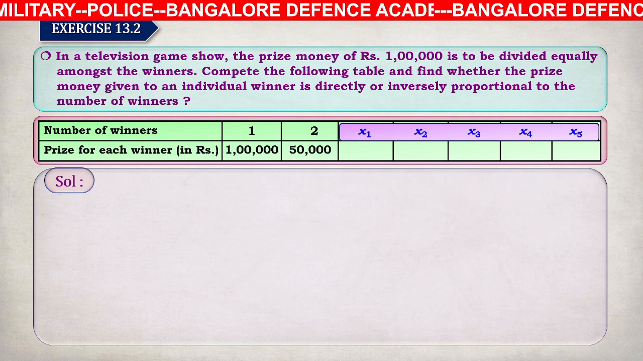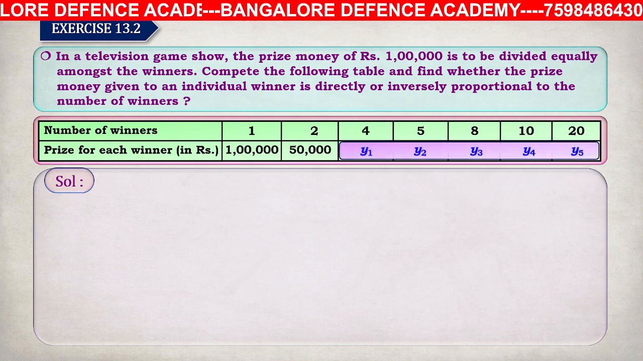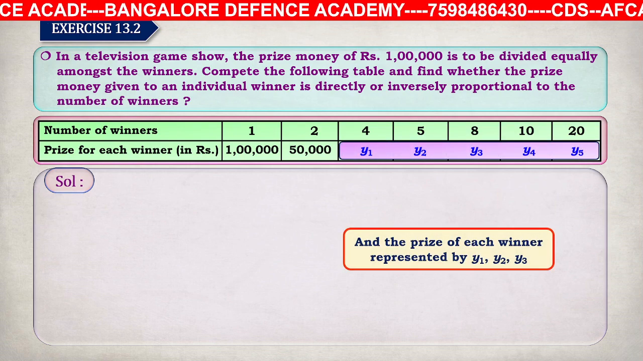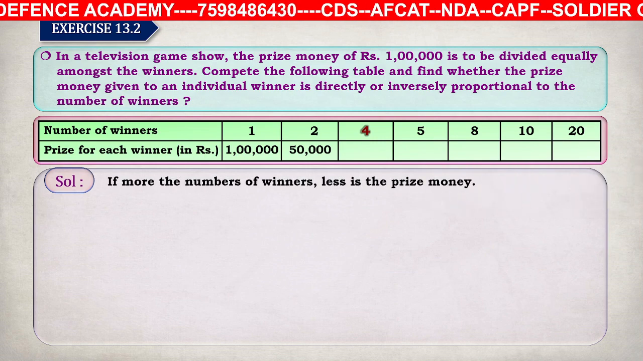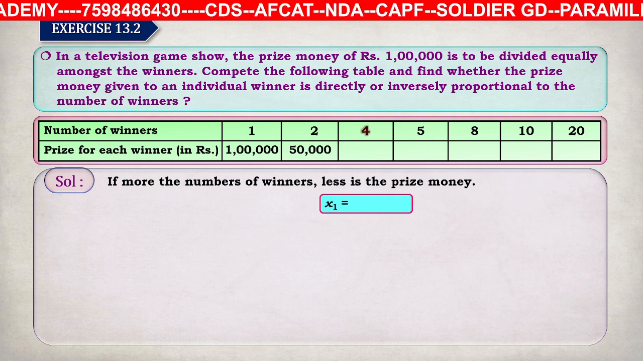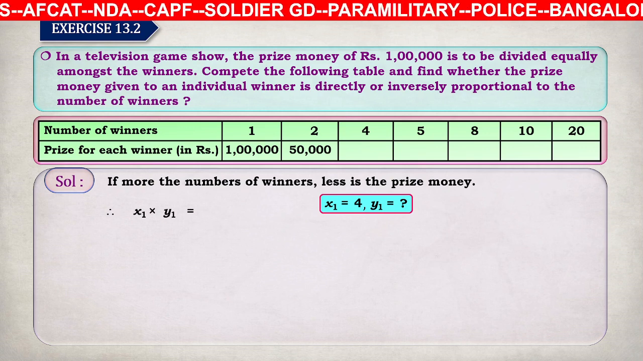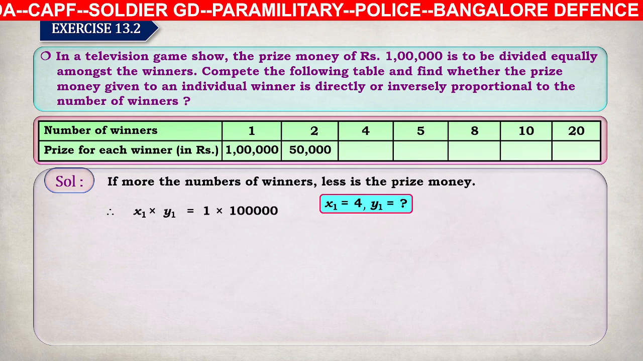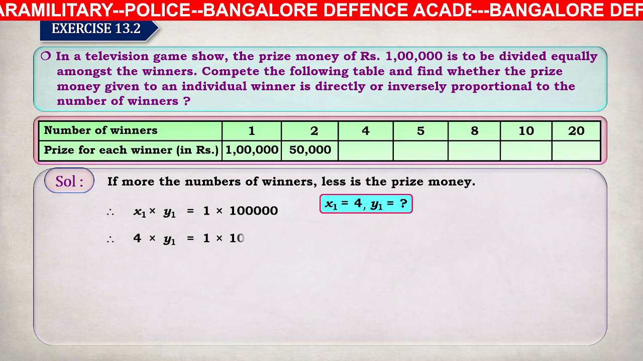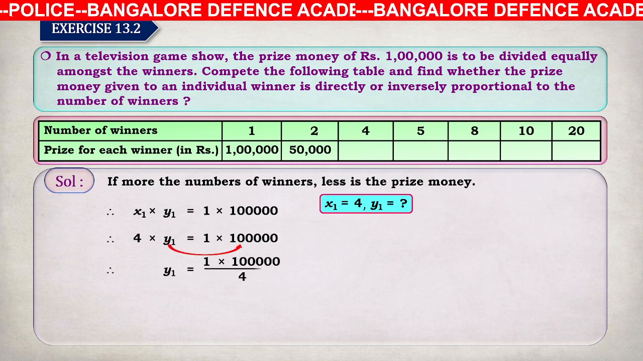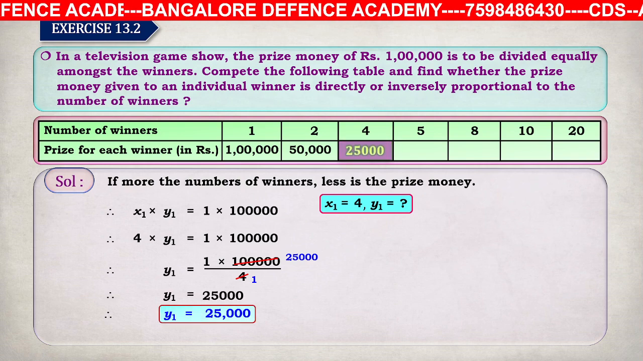So look at this. The number of winners, I am going to take as x1, x2, x3, x4 and x5. And the prize for each winner, I am going to take as y1, y2, y3, y4 and y5. So now I am going to solve it. Take the product. For the first one, x1 is equal to 4 and y1 I don't know. So now I multiply x1 into y1 is equal to 1 into 1 lakh, because I know in inverse proportion the product will be the same. So if I take 1 into 1 lakh divided by 4, I get 25,000. So what is the answer? If there are 4 winners, the prize money would be 25,000 for each winner.